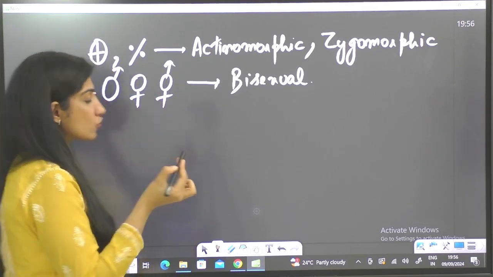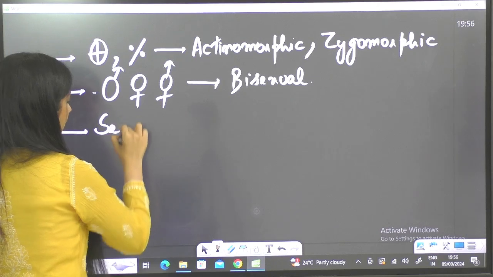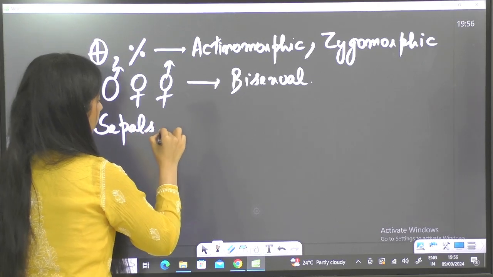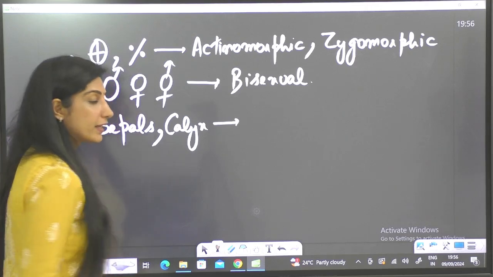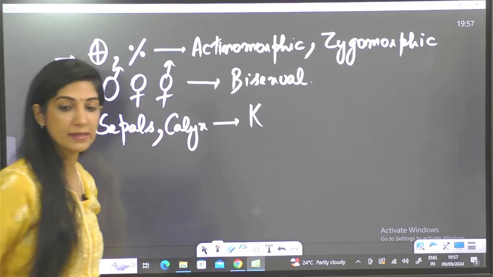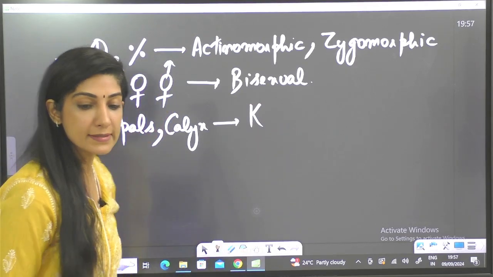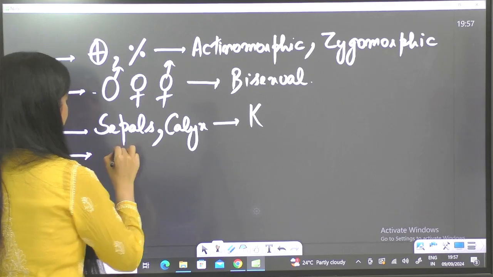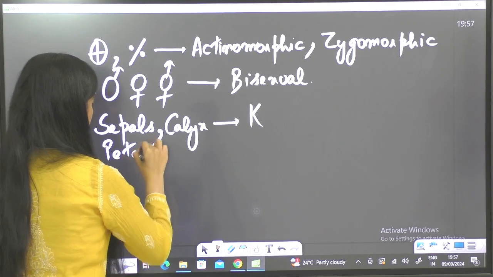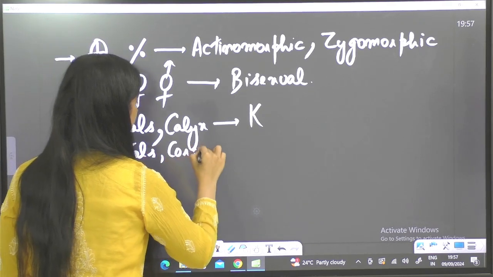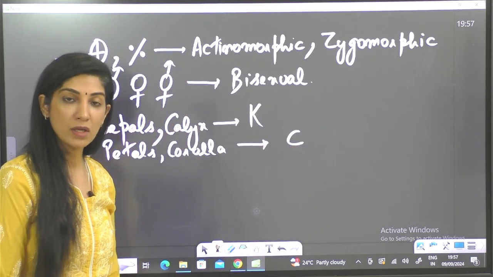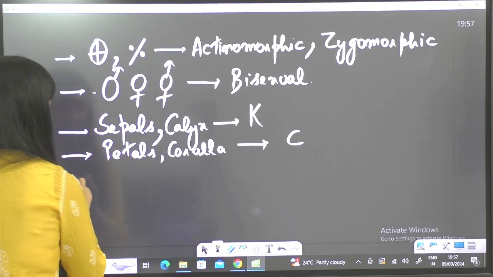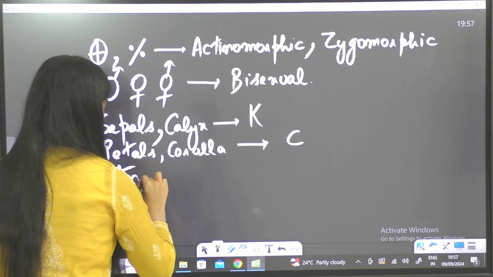So what is the outermost whorl? It is the sepals. But sepals form a whorl which is called the calyx. So for calyx the symbol is K. It is not C. And then petals form what? They form the corolla. So the symbol is C. And then comes your androecium.